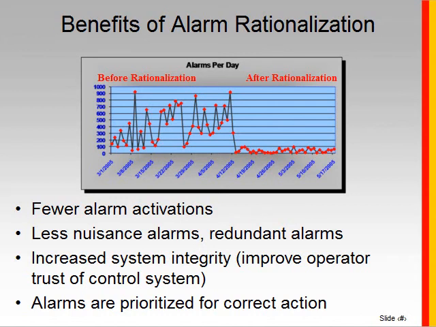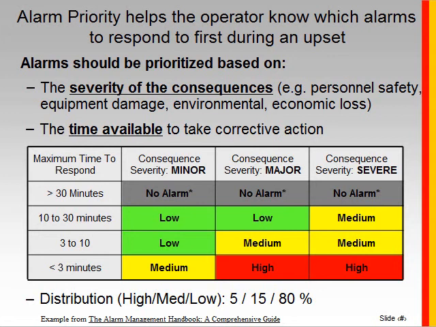That also increased the operator's confidence in the system and its integrity, and the operators knew that the alarms were prioritized in a way that if they got a high priority alarm, they knew that they needed to operate on that first. In fact, prioritization is one of the key activities during this rationalization process. Because priority is the attribute that operators look at to determine which alarms they need to respond to first.